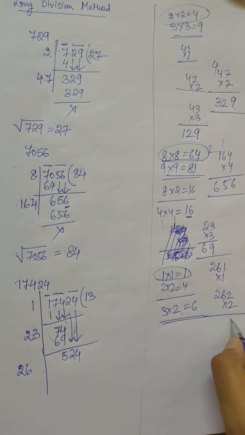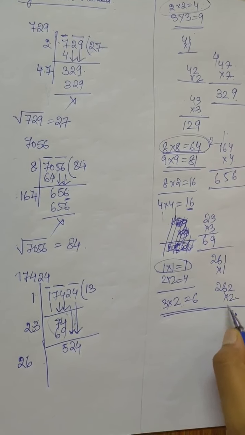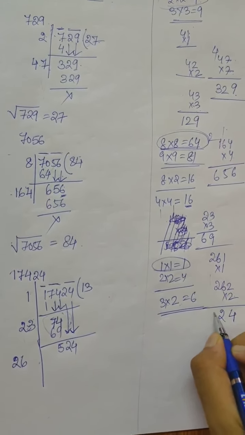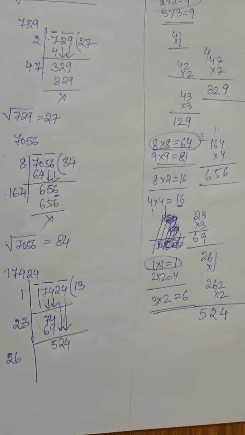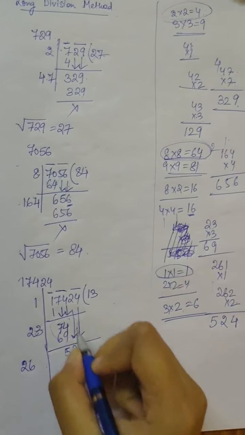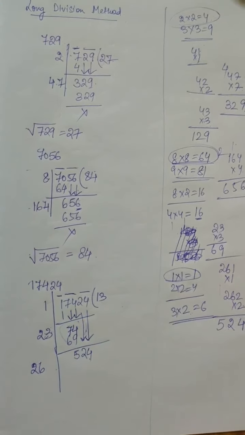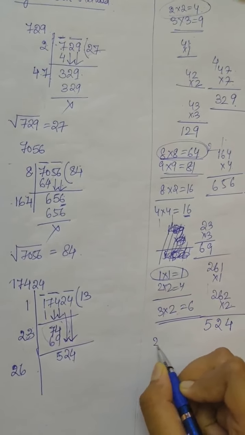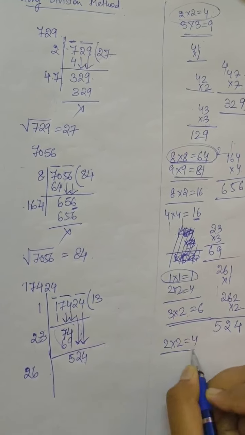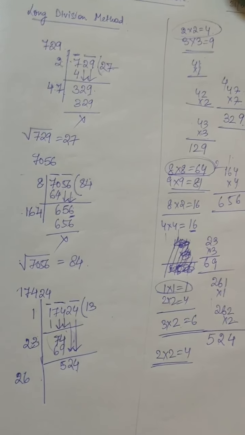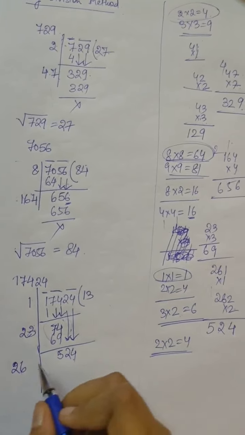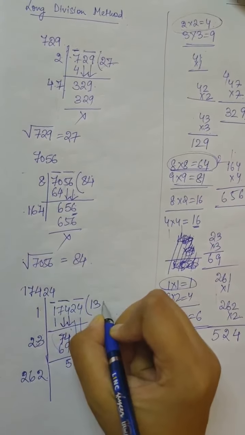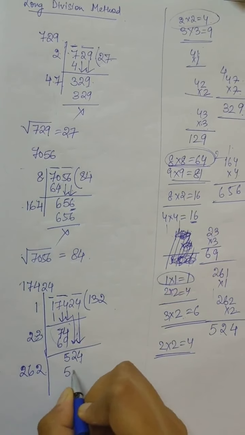So 2 into 2 gives us 4, 2 into 6 gives us 12, then carry 1, 2 into 2 is 4, 4 plus 1 is 5. So remember, here the last digit was 4 and this was the end of the calculation. So that is why we can think about which number's square gives us 4 in the end. So the square of 2 only gives us 4. So that is why we will take 262 into 2. So 262 into 2 gives us 524.